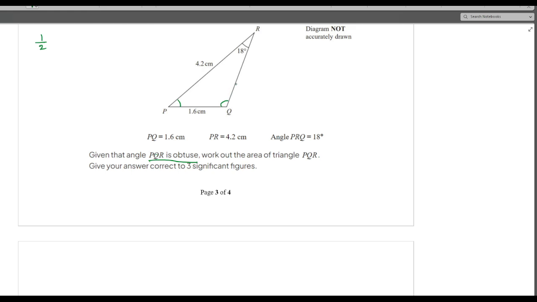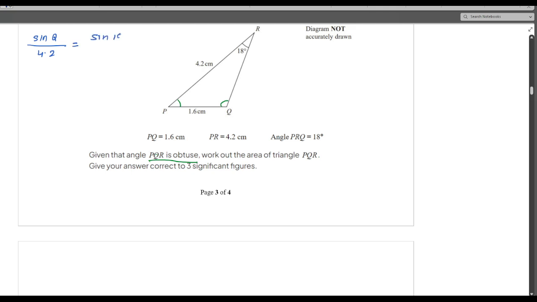So let us see what we can use. Here, if you are given one angle and its opposite side, it is always preferable to use the sine rule. So let us apply the sine rule. Here I will say that sine of angle Q divided by 4.2 will be equal to sine of 18 degree divided by 1.6.